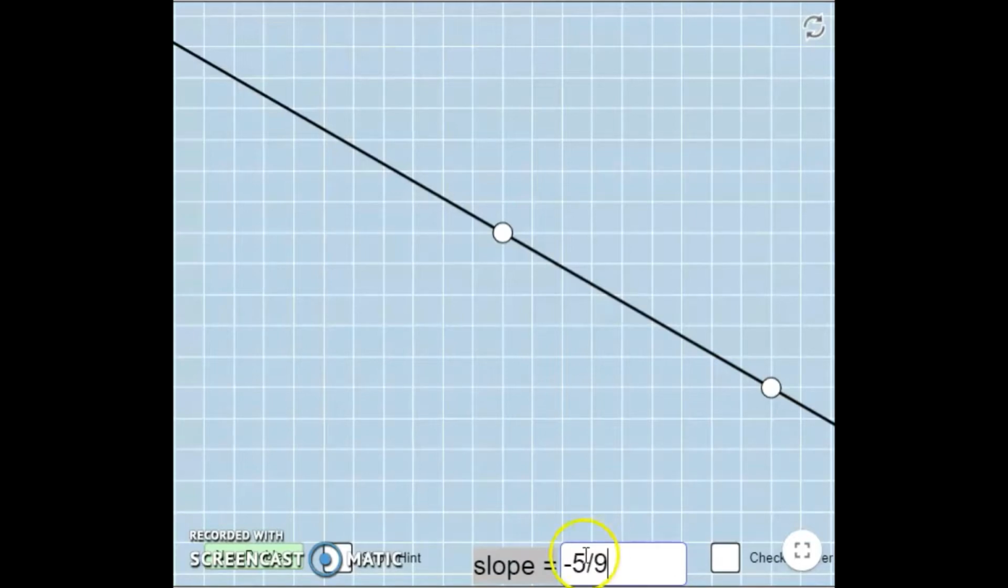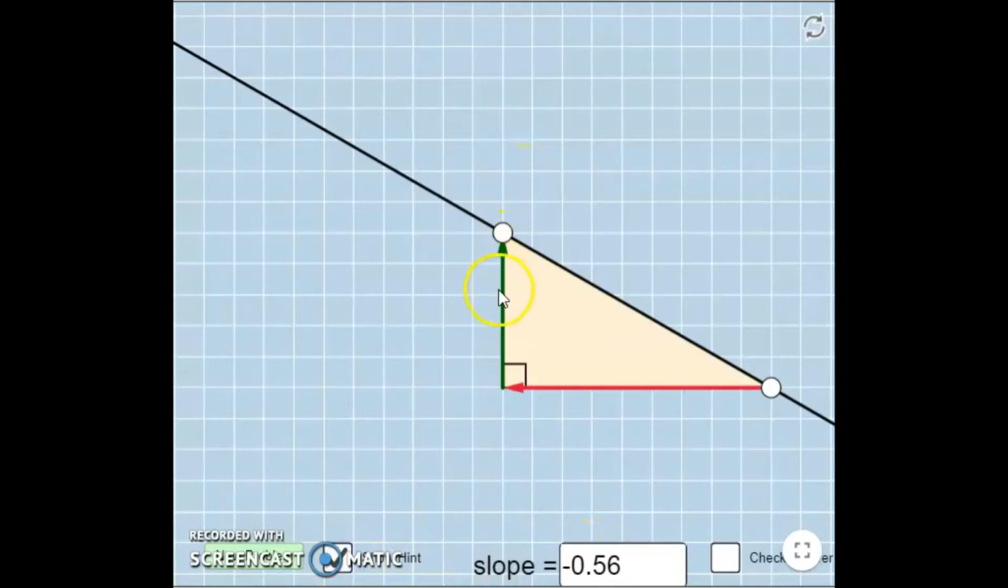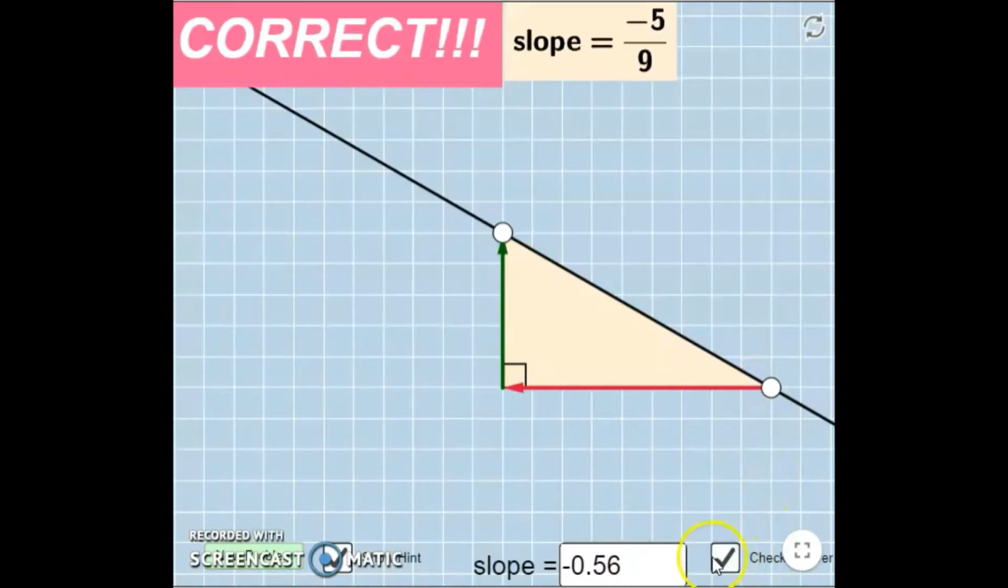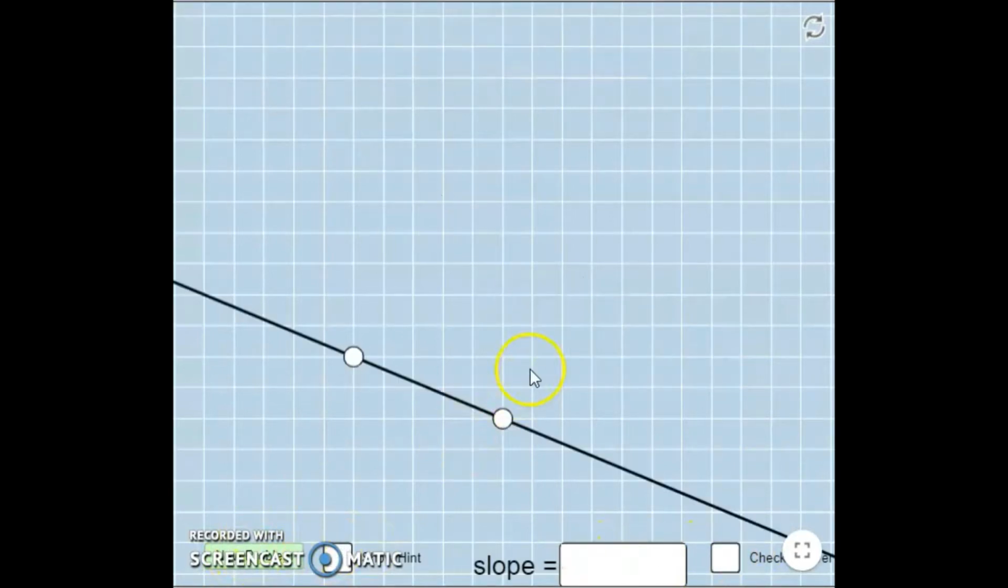ninths. Let's double check. 1, 2, 3, 4, 5, and 1, 2, 3, 4, 6, 7, 8, 9. And let's check. -5 ninths. And here again we have a negative rise. It's going down 2, and the run is 1, 2, 3, 4, 5. So that is -2/5, or -0.4, and we can check that.